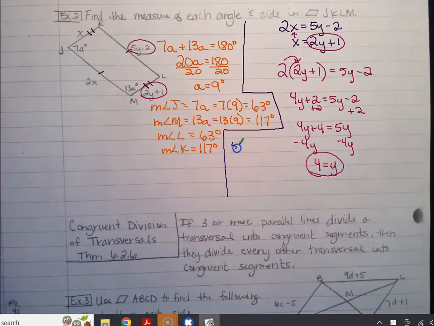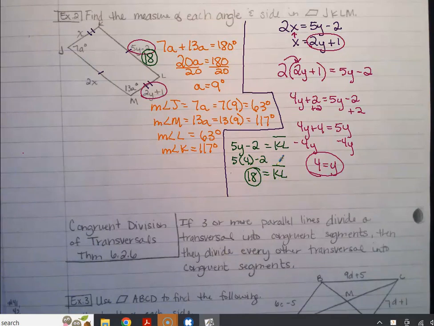5y? Okay, so we're going to do the 5y minus 2, and we're going to plug 4 in. So we're going to have 5 times 4 minus 2. 5 times 4 is 20, minus 2 is 18. So this side is equal to 18. So KL, I should have said this equals KL. My bad. So 18 equals KL.